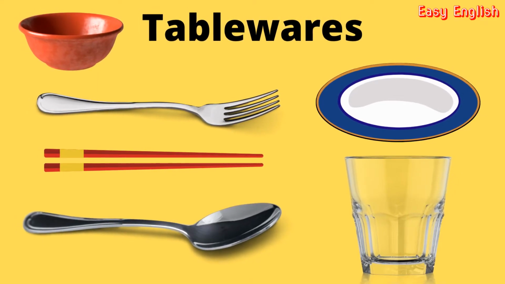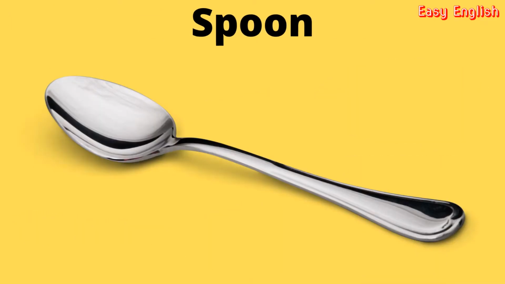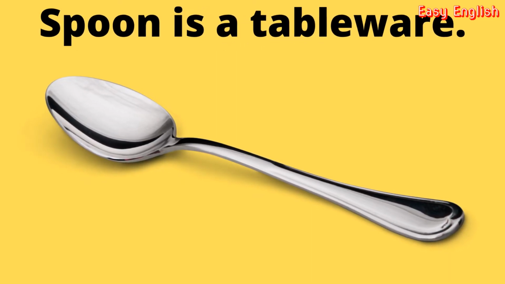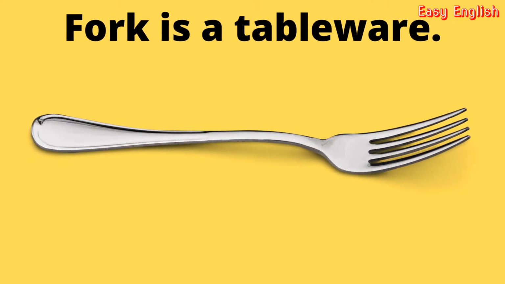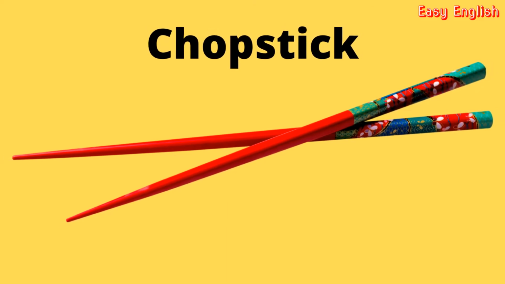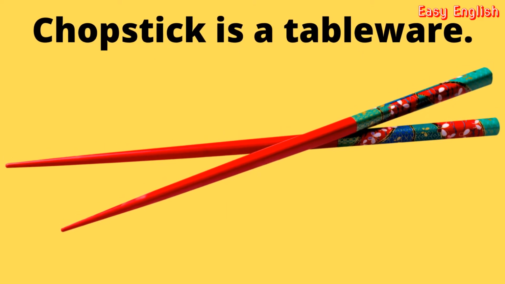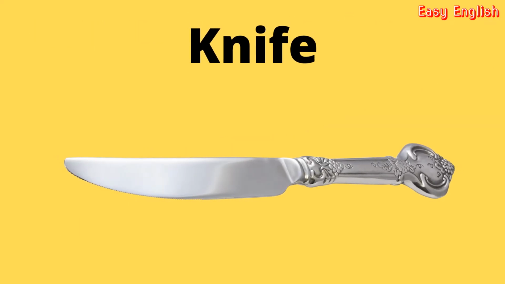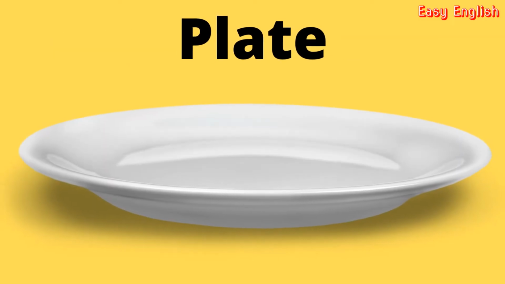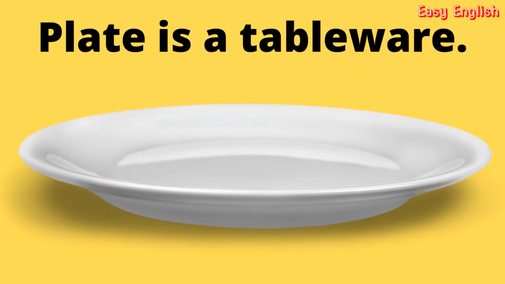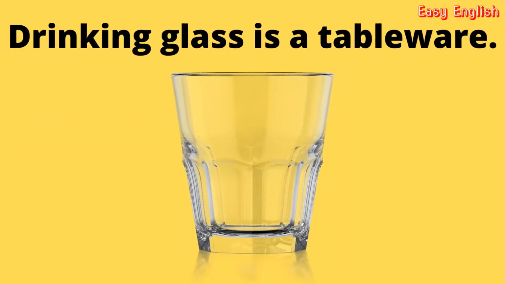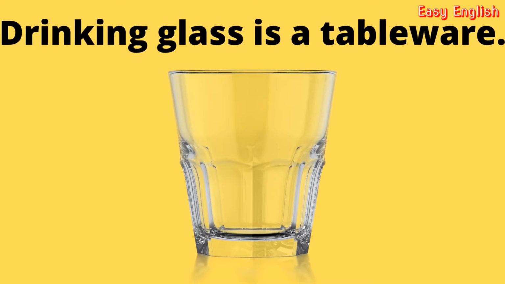Tablewares. Spoon. Spoon is a tableware. Fork. Fork is a tableware. Chopstick. Chopstick is a tableware. Knife. Knife is a tableware. Plate. Plate is a tableware. Drinking glass. Drinking glass is a tableware.